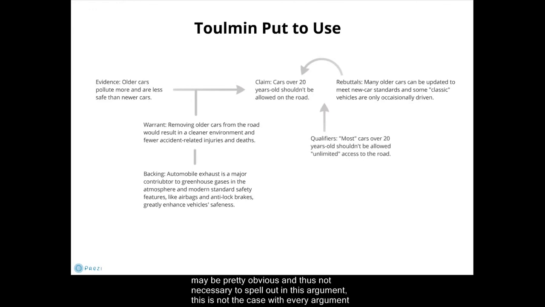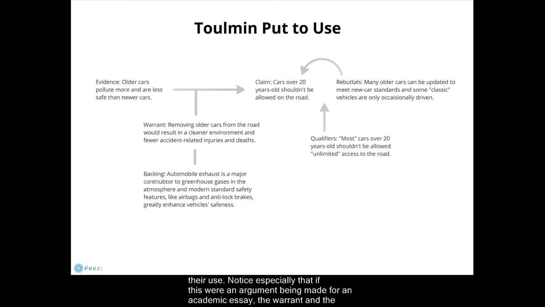While this warrant may be pretty obvious and thus not necessary to spell out in this argument, this is not the case for every other argument or warrant. In this example, our rebuttal is that not all older cars bear the same responsibility for pollution and danger, so we can qualify our claim to take this rebuttal into account by allowing that some older cars may be acceptable and that putting limitations of use on old cars may be more reasonable than completely disallowing their use.